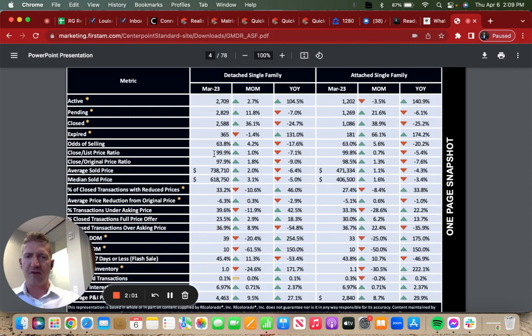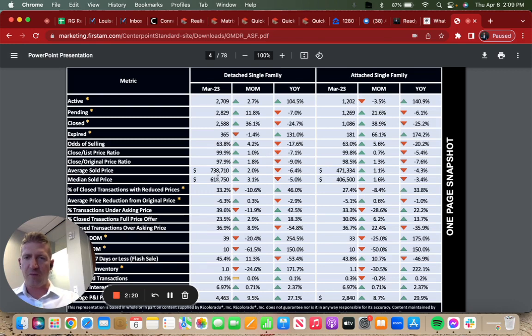Close price to list price ratio. Homes do not experience a delta between their asking price and their selling price on average, 99.9%. That is down, though, 7% from last year, because, of course, last year most homes got multiple offers, bidding it up to an average of 107%.